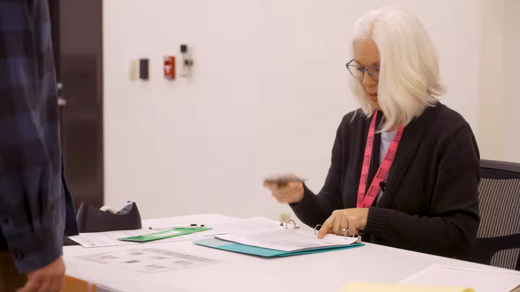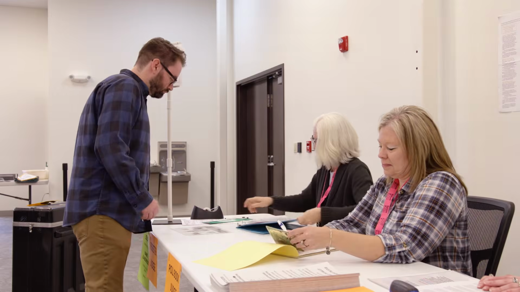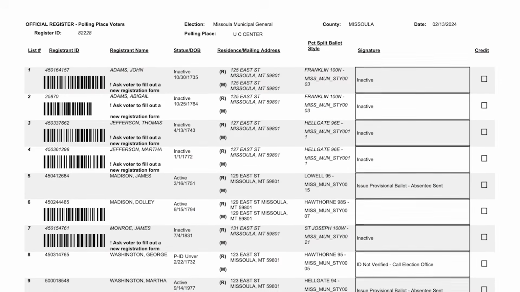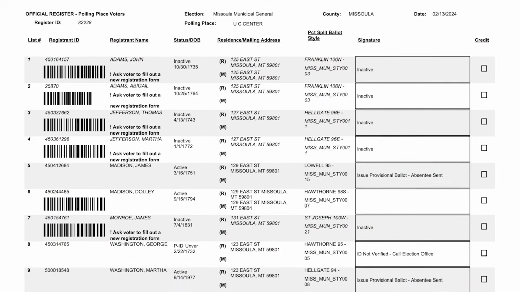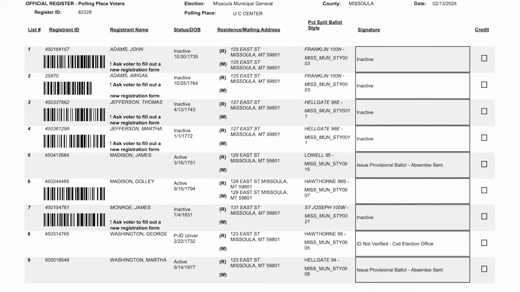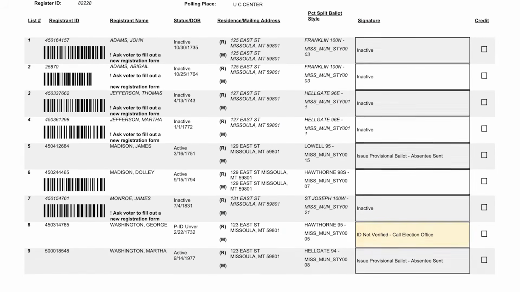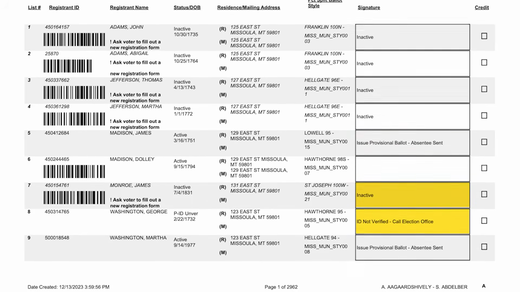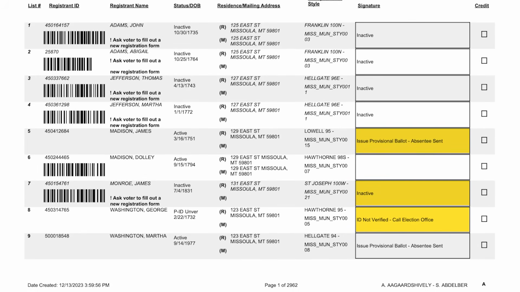After checking the photo on the ID, hand it to the poll book judge so they can get the name correct for the poll book before handing the ID back to the voter. Before the voter signs the register, check to see if there is a notation on the register that the voter is provisionally registered, that the voter is inactive, or that the voter has already been sent an absentee ballot.